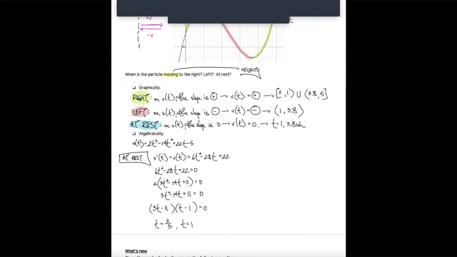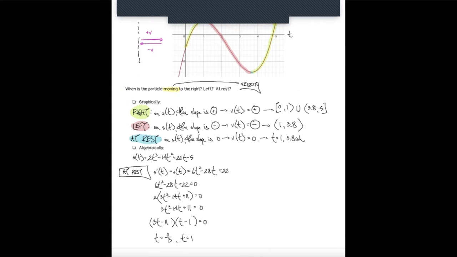If we look back at what we said from our graph, we expected t equals 1. We very much expected that because when we looked at our graph, we said, hey, at t equals 1, that slope is going to be 0. So that corresponds to the first point we found on our graph.